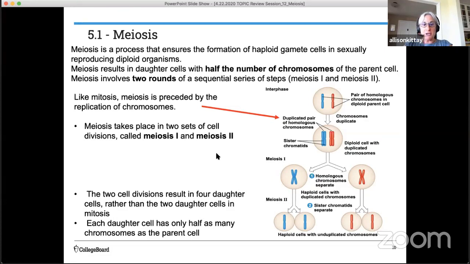Meiosis takes place in 2 sets of cell divisions called meiosis 1 and meiosis 2. And we're going to go into the events of these in just a moment. The 2 cell divisions result in 4 daughter cells rather than the 2 daughter cells of mitosis. So the end result of mitosis is 2 genetically identical daughter cells. In meiosis, you end up with 4 daughter cells, and they are haploid. They have half the number of chromosomes as the parent cell.